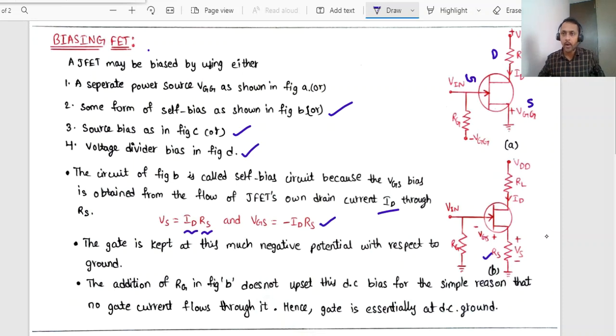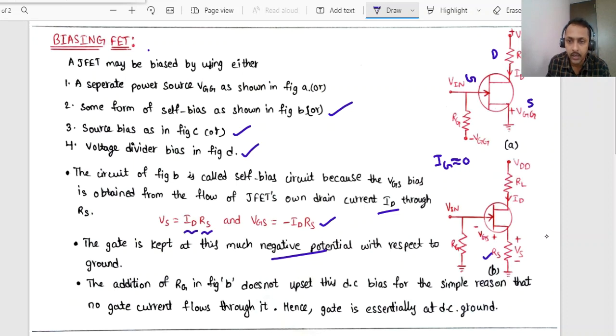And here the important point is that the gate is to be kept at as much negative potential as possible to keep it in the reverse bias mode. Also, due to the high input resistance or impedance offered by the JFET, the current through the gate, IG, will be 0. No gate current flows. IG is approximately equal to 0, right? So the gate is to be kept at this much negative potential with respect to the ground. That is very, very important.